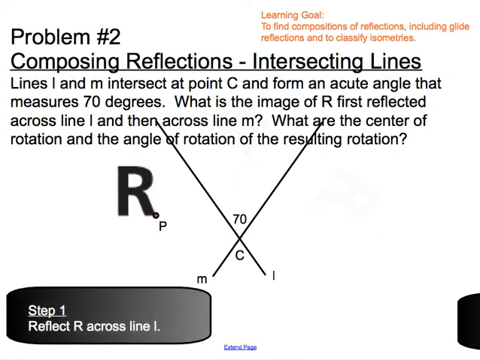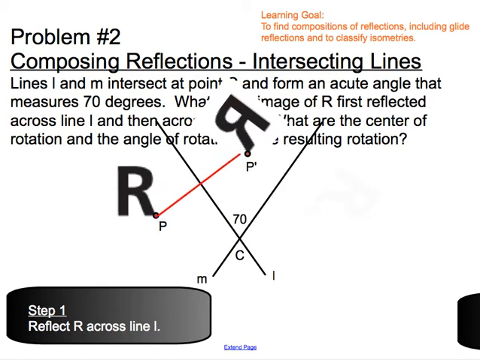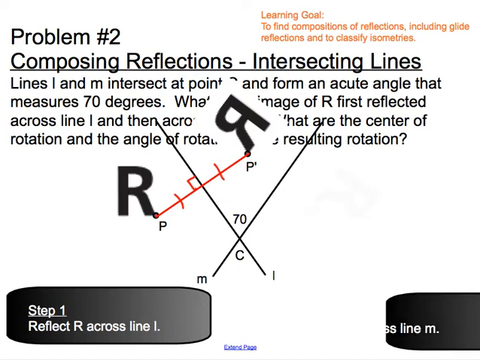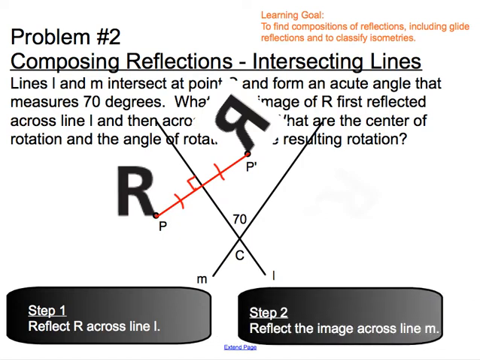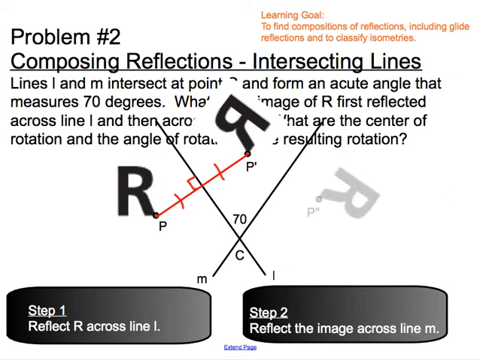So the first thing we're going to do is reflect this R across line L. Here again, using our rules for reflections, we're going to get P prime, which is a reflection of point P. This is going to be a 90-degree angle, and these 2 line segments are going to be of equal length, based on our rules for reflections. And then finally we're going to reflect the resulting image across line M.